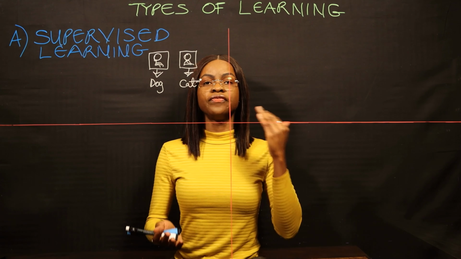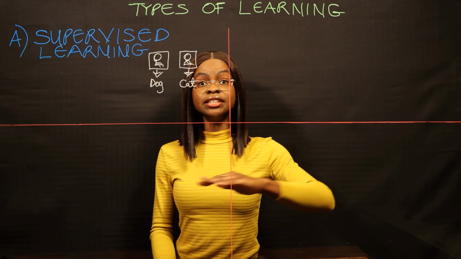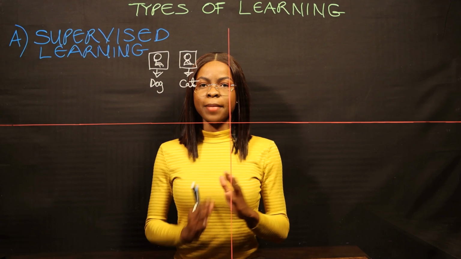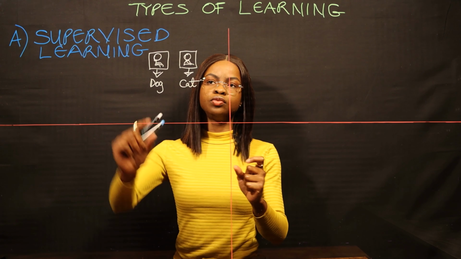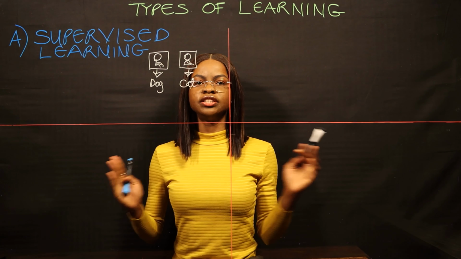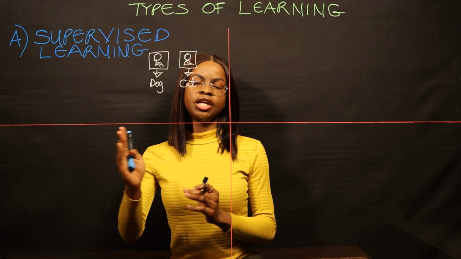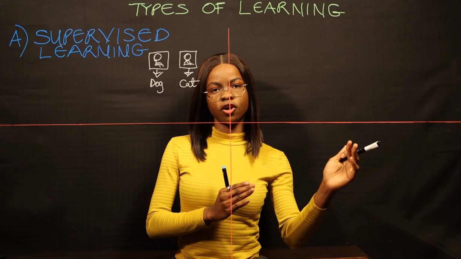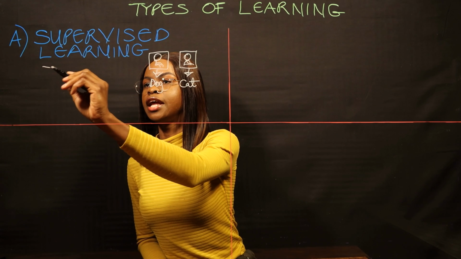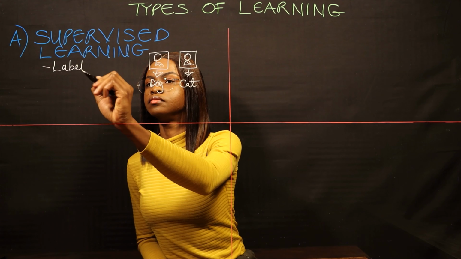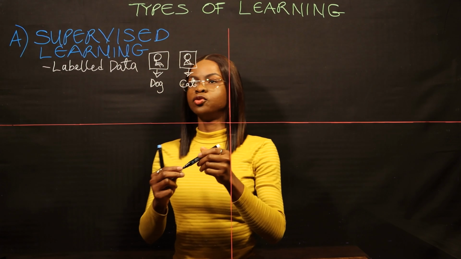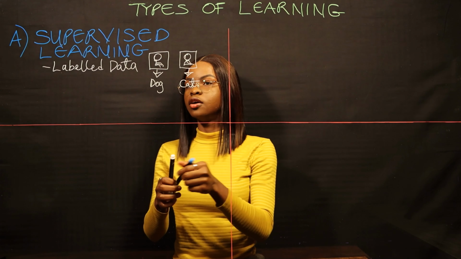That's labeled data. So we feed this labeled data into the model, and the model learns by mapping the input to the output. The input will be the image, and the output will be the label, dog. So it learns the relationship between the image and what makes it a dog. So that's what labeled data is. Let me just write it: labeled data.